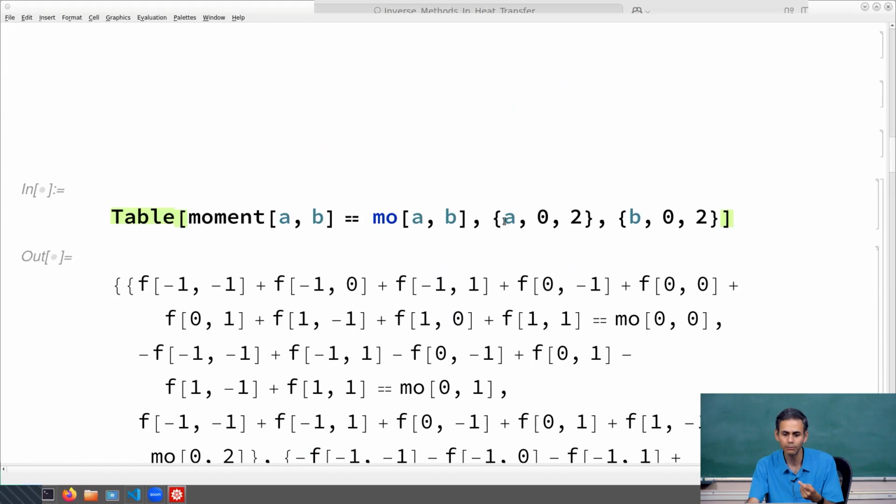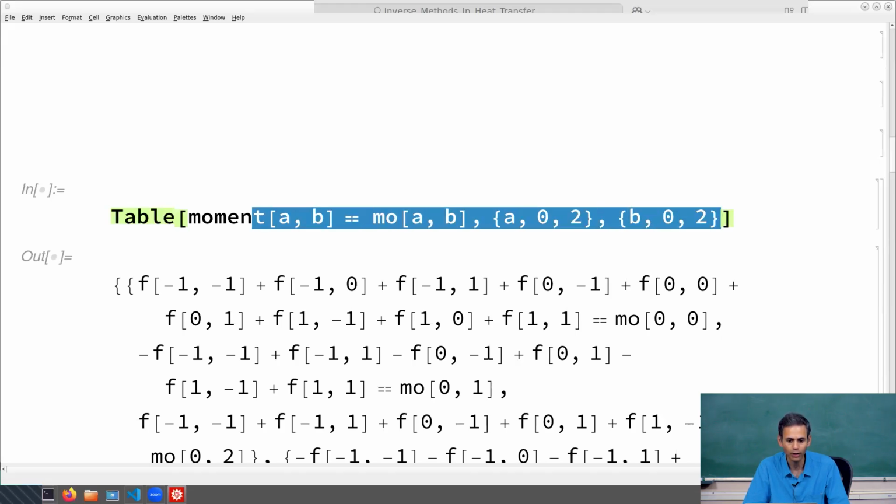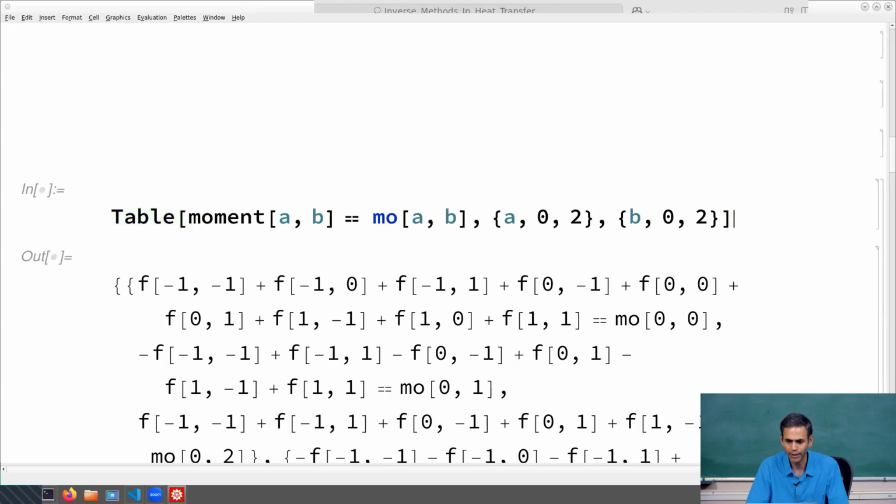And then for A and B, just like we have done previously for I going from minus 1 to 1, j going from minus 1 to 1, here we are saying A goes from 0 to 2, right, essentially 0, 1, 2. Similarly, B takes values of 0, 1, 2. So we are going to generate all these moments, and we are going to call them MO of that particular AB, okay. And then we are storing all these in a table format, because now we have several equations, right?